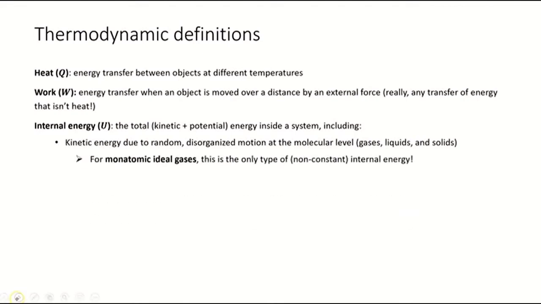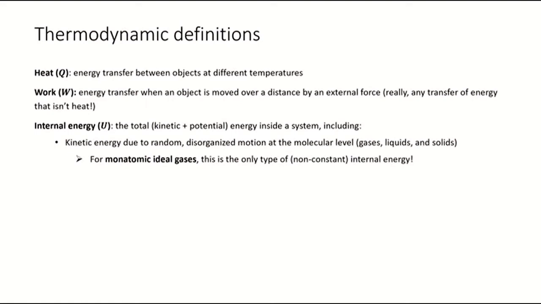Okay, then when we're thinking specifically about a monatomic ideal gas, so remember a monatomic ideal gas is one that has just a single atom per molecule, then it turns out that this is the only type of non-constant internal energy that a monatomic ideal gas has. When I say non-constant, that comes in because when we're thinking about internal energy, what we're going to be interested in is a change in internal energy. So there are some other constant terms, but when we think about a change in internal energy, those terms are going to cancel out. And so this is the important term that we're going to be focused on.